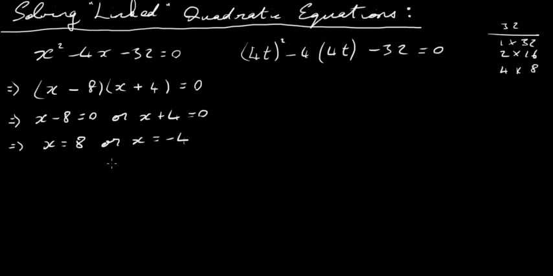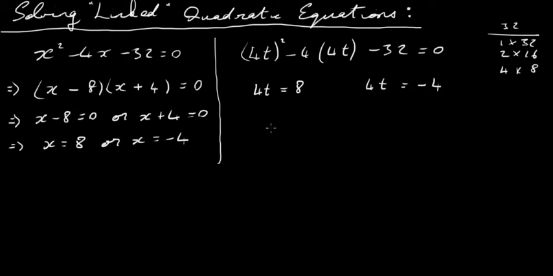So now I've found two values for x here. Now what I'm going to do is use that here, because this is the same equation as this, but we've replaced the x with 4t. So that means if x is 8 here and we've replaced the x here with 4t, that means 4t must be equal to 8, and 4t must be equal to minus 4, my two solutions here.